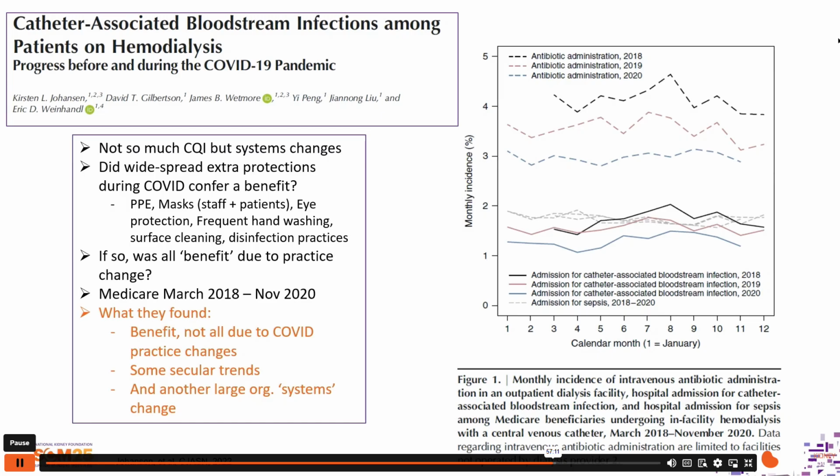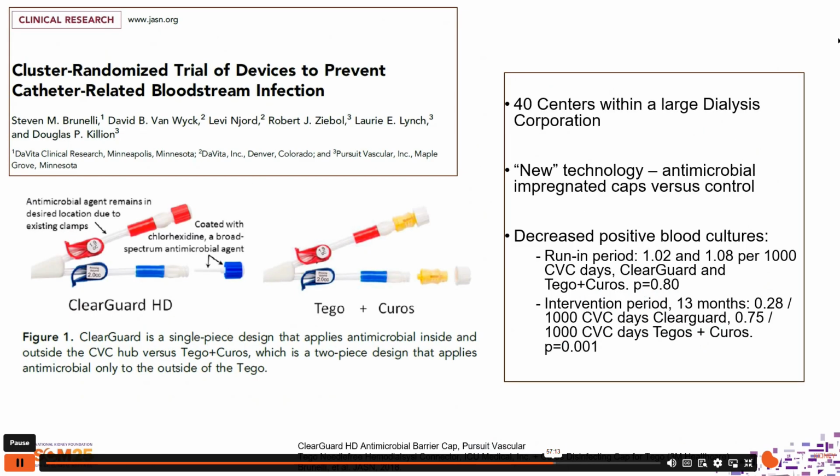However, when they delved into the data, some of it was due to these processes, and some of it was due to the trial that Dr. Locke had mentioned. It was a trial of ClearGuard versus Tego Curis, and the bottom line is, I'm not going to re-review it because Dr. Locke did a super excellent job on that. But this large dialysis corporation that did this study and published this data then rolled out ClearGuard, the better performing system, to all of their facilities, and that actually showed up as part of the reductions that were picked up in Dr. Johansson's study that I showed earlier.